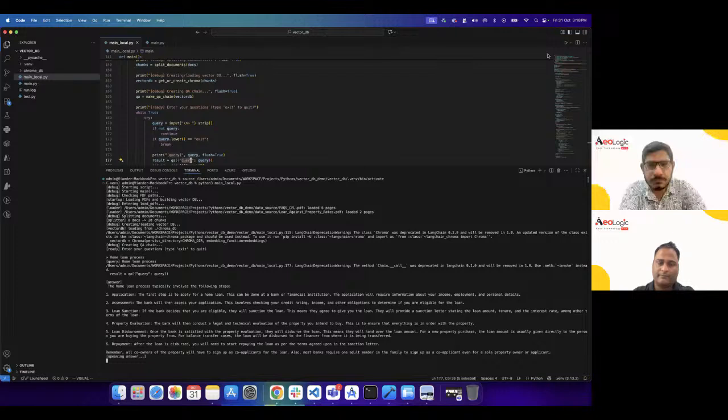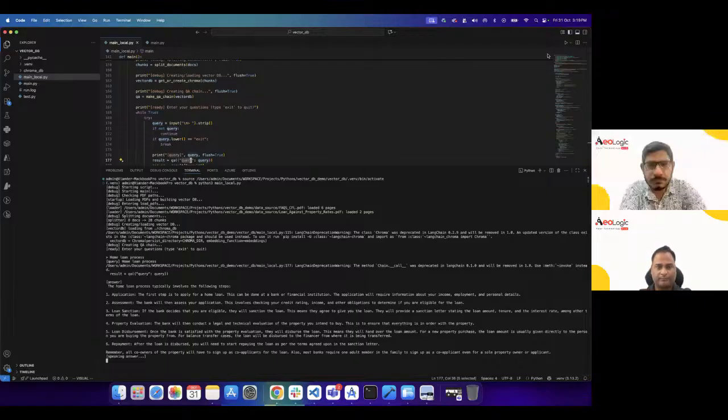3. Loan sanction. If the bank decides that you are eligible, they will sanction the loan. This means they agree to give you the loan. They will provide a sanction letter stating the loan amount, tenure, and the interest rate, among other terms of the loan. 4. Property evaluation. The bank will then conduct a legal and technical evaluation of the property you intend to buy. This is to ensure that everything is in order with the property.